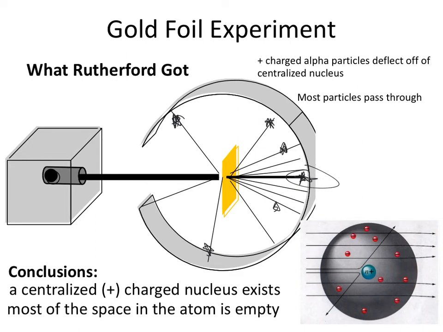At this point he has disproven the plum pudding model and advanced our atomic theory. His model of the atom looks like what we see down here. We have our atom, we have electrons, which Thomson helped us out with, and we have a small positively charged nucleus that contains positively charged subatomic particles called protons. So Rutherford has advanced the atomic model and given us an additional subatomic particle that comprises the atom.